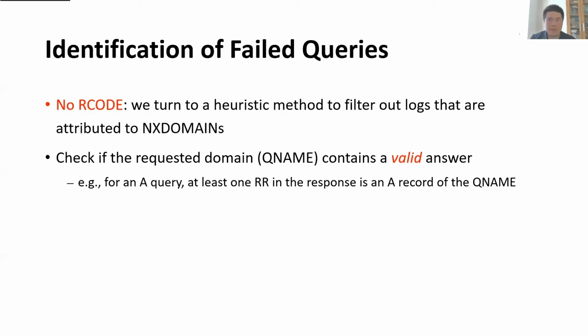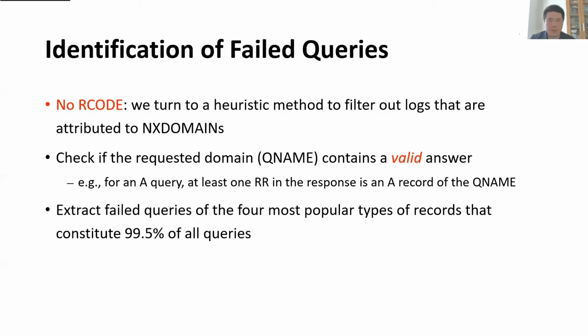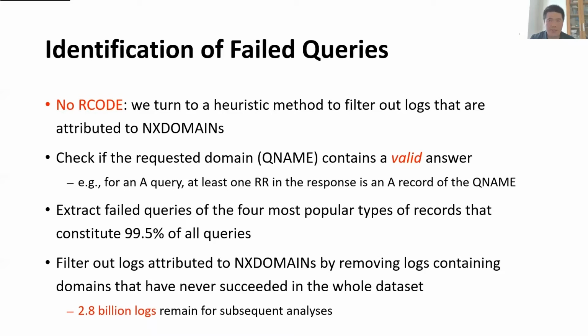First, we check if the requested domain contains a valid answer. For example, for an A query, at least one resource record in the response is an A record of the query name. We extract failed queries of the 4 most popular types of records that constitute 99.5% of all queries. Then we remove logs containing domains that have never succeeded in the whole dataset. Finally, 2.8 billion logs remain for subsequent analyses.